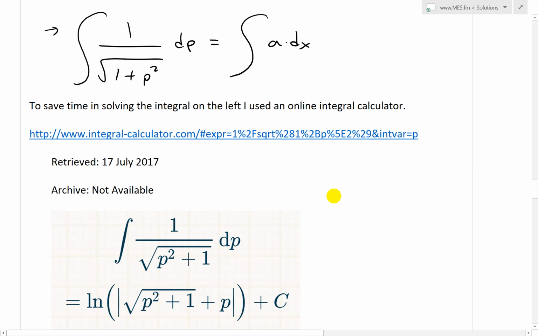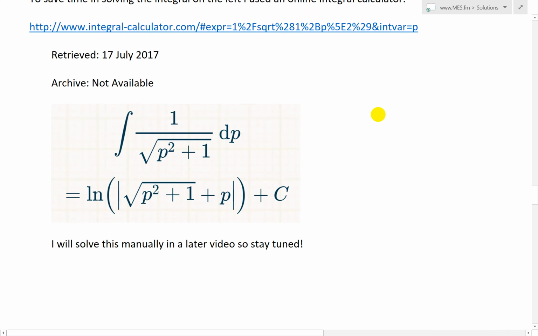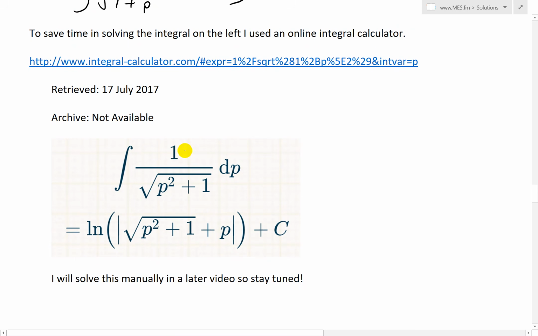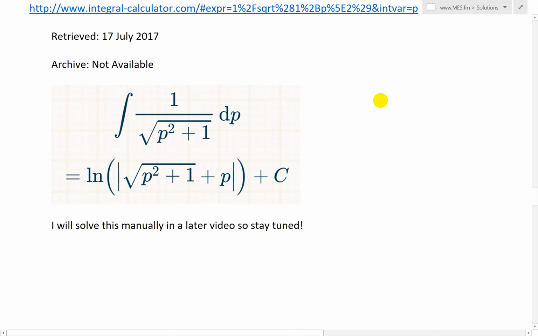But the one on the left is not too straightforward. And now to save time in solving the integral on the left, I just used an online integral calculator, because it would take much longer to do this video otherwise. And that's right here. So the integral of 1 over the square root of p squared plus 1, same thing, dp, equals ln of the absolute value of the square root of p squared plus 1 plus p, like that.